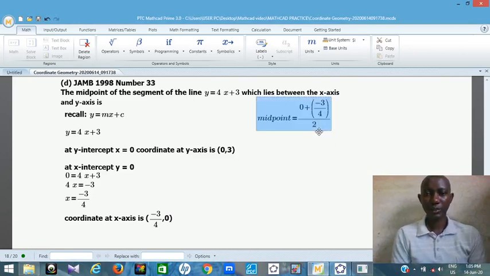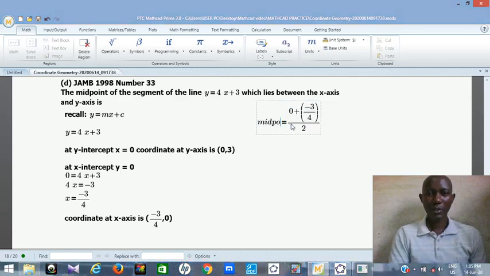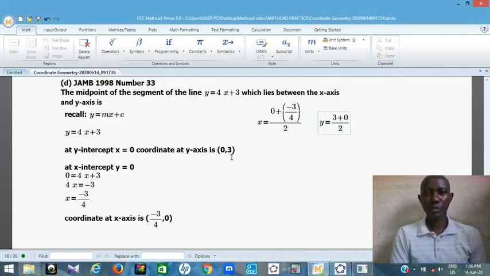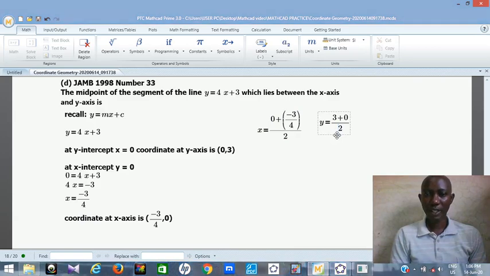So this is the x. Let me change this to x value. So this is the coordinate of x. Then for y now, y is going to be equal to y1 plus y2 divided by 2, which is 3 plus 0 divided by 2. So we need to solve these two, x and y, and whatever value we have for x and whatever value we have for y, that will be the midpoint of this question.